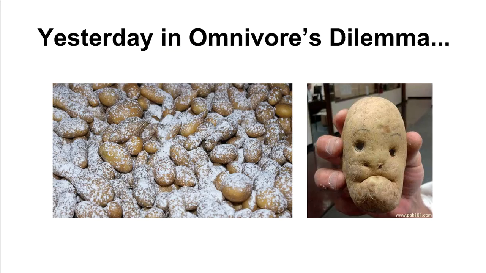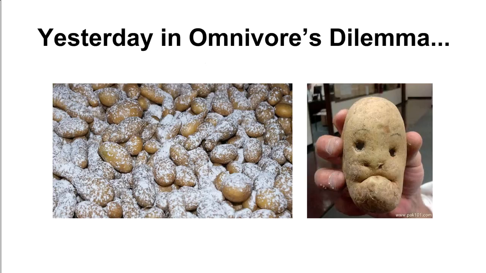Yesterday in The Omnivore's Dilemma, we learned about two main things. The first was about potatoes. And if you remember, the potatoes he was talking about were full of chemicals and pesticides and things like this. So right here on the left side of your screen, you have a picture of potatoes with all sorts of chemicals on them. And that's what happens to our potatoes before we eat them.